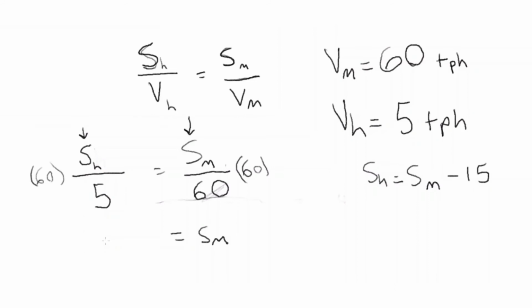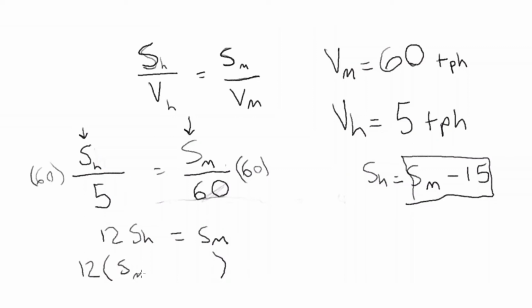Alexa, what's 60 divided by 5? 60 divided by 5 is 12. She said 12. 12 times SH equals SM. But we know what SH is. We could plug in SH over here. We can say that in terms of SM. Let's do a parenthetical here, though, because we got to multiply the 12 by the entire quantity. Distance M minus 15, equals SM.